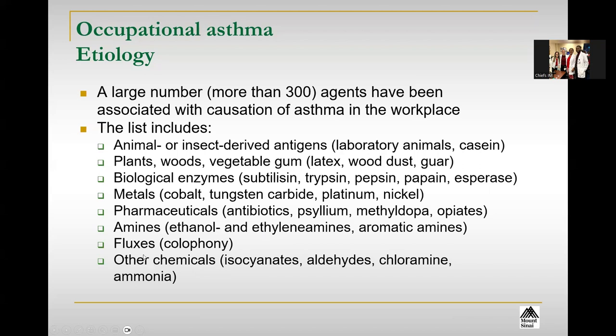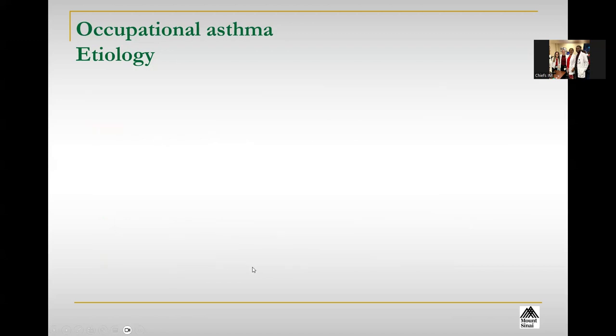And there is also a mixed bag of other chemicals, usually low molecular weight ones, like isocyanates, aldehydes, chloramine, ammonia, etc. These are very important, and isocyanates, this is maybe a board eligible question, for example, used in car paint spraying, are still considered the leading cause of occupational asthma in higher income, industrialized countries like the United States and Western Europe. So, isocyanates.